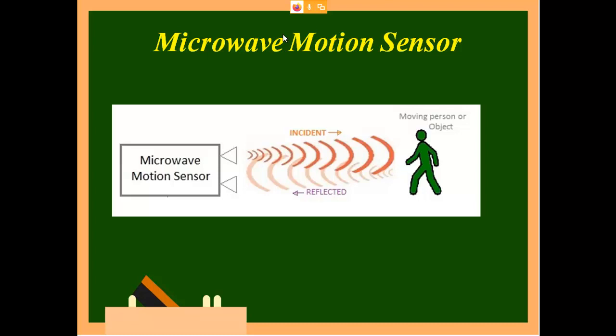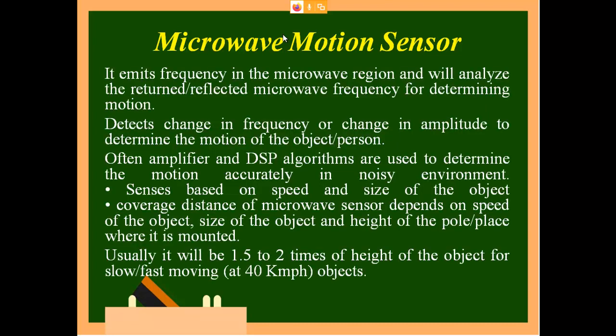So usually a microwave based motion detector is not used for humans. It will send and receive the microwave, and based upon the microwave which is coming back, we will identify whether motion is there. So it emits a frequency in the microwave range. Microwaves are nothing but very high frequency, that's all.